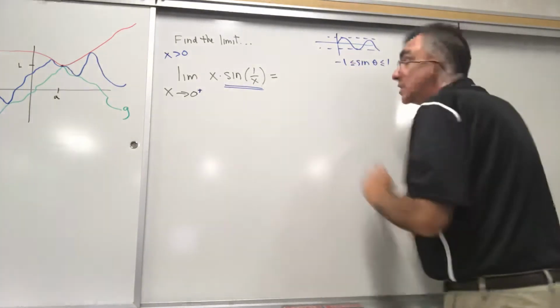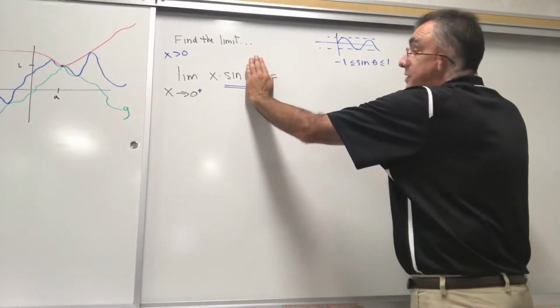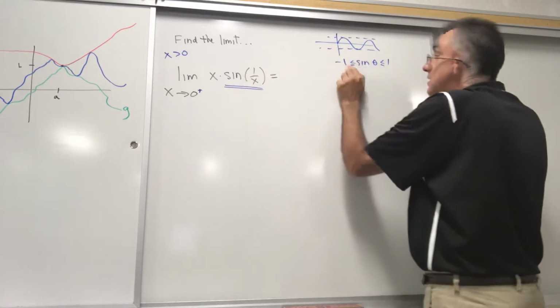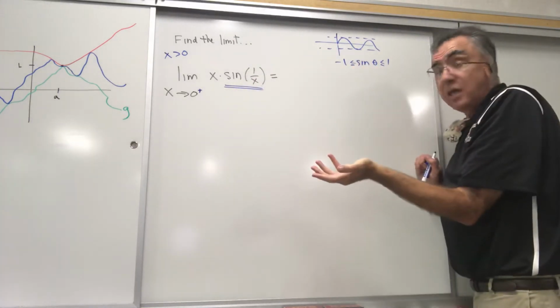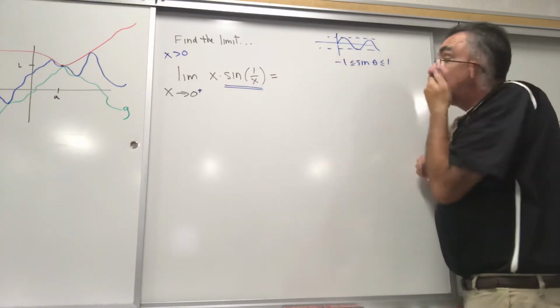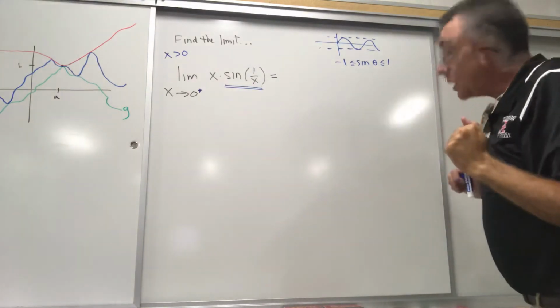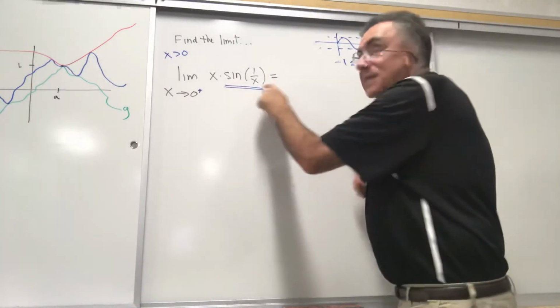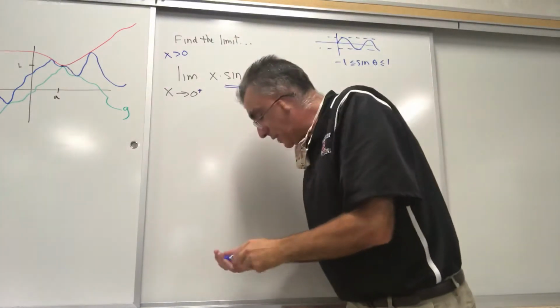So I don't even care what's behind my hand. I just don't care what's there. As long as the sine exists, it's going to be between -1 and 1. Okay? Let's look at what's happening there.